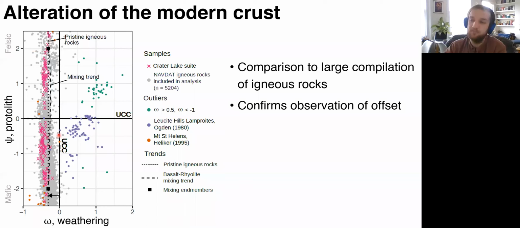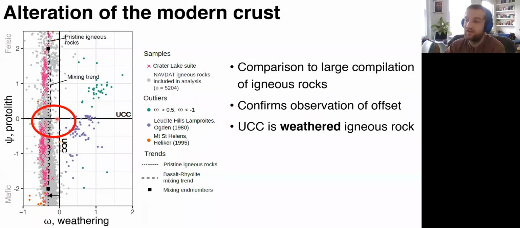Now, there are some very esoteric igneous rocks which don't lie on that trend, and those are lamproites, which are, again, I have some very interesting thoughts about why they might be weathered. But in general, the vast majority of igneous rocks lie offset from upper continental crust, which confirms that observation we made about the UCC being weathered. Yes, just highlighted again here.